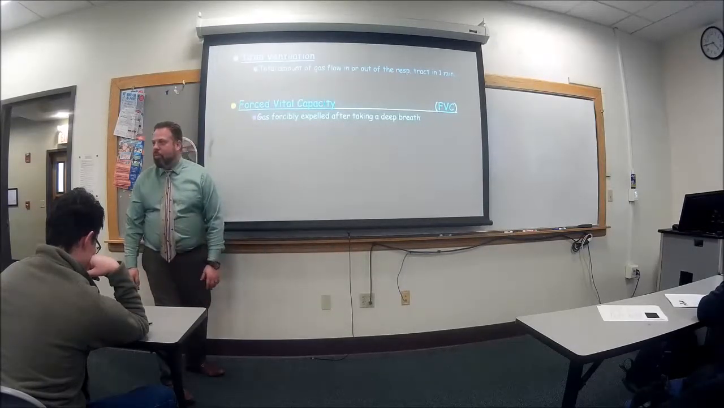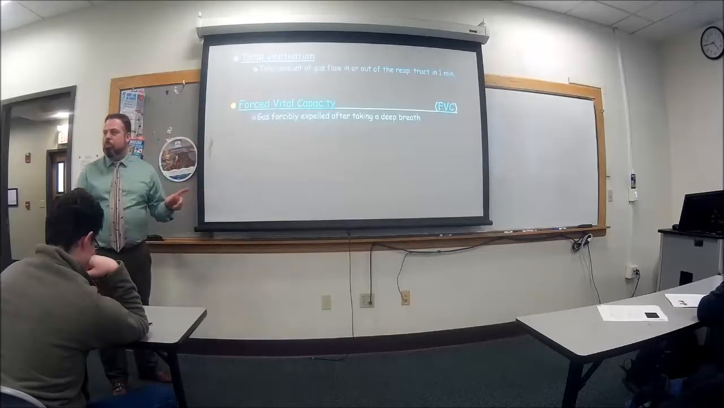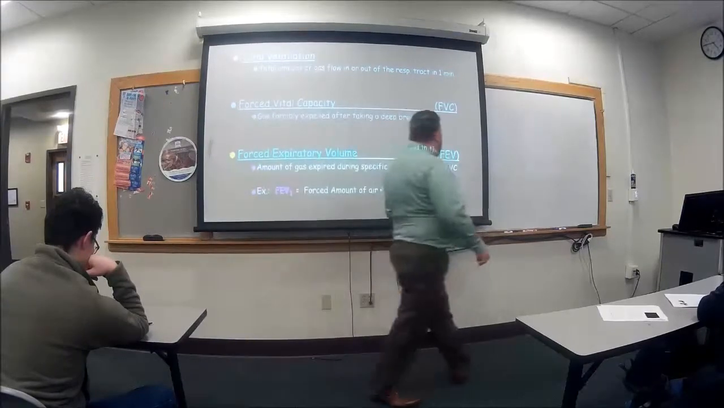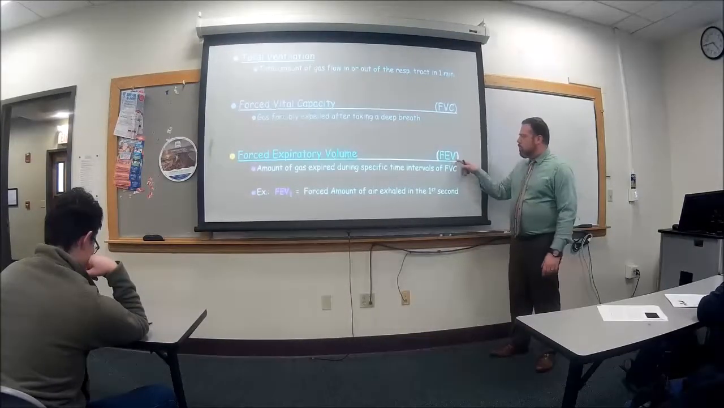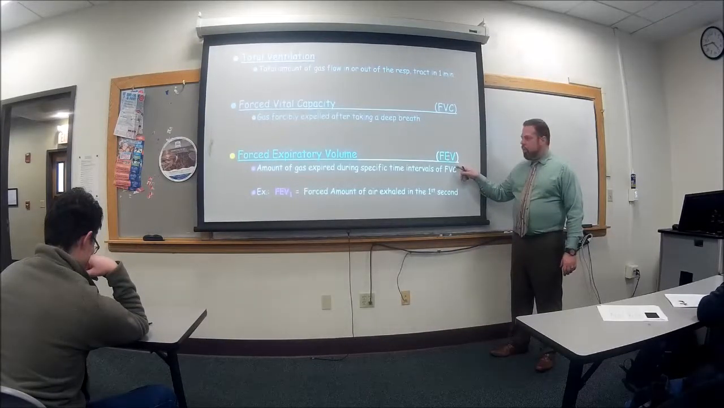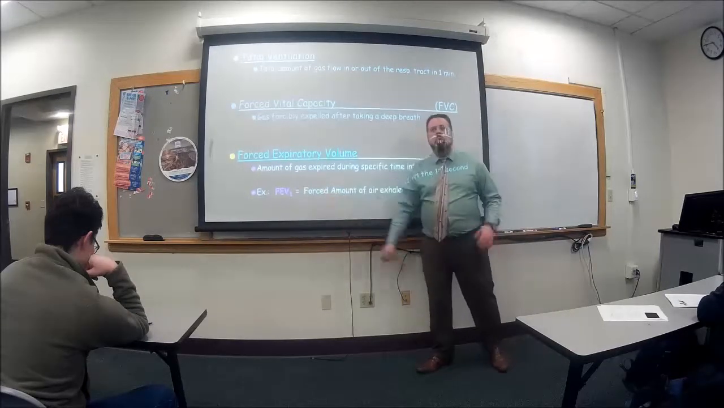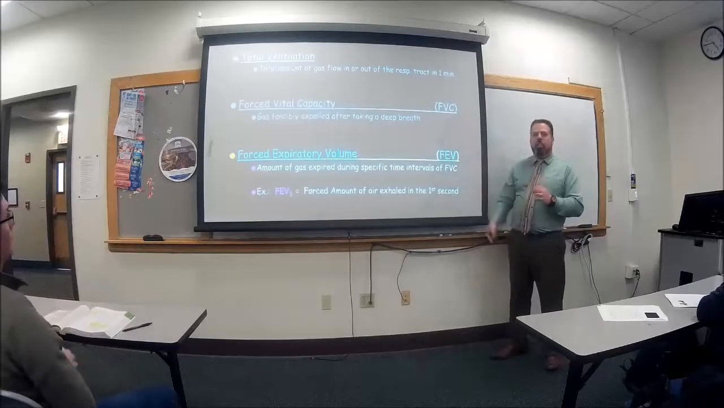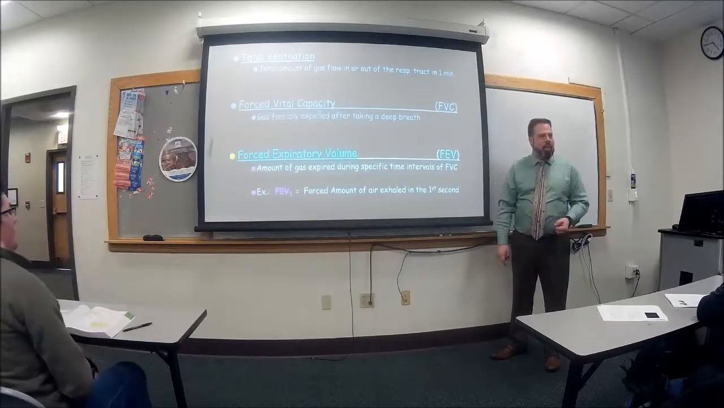All of it. That's a forced vital capacity. Then we have something called a forced expiratory volume. They usually have a subscript number 1 over here, kind of looks like that. What this does is that 1 tells you how much of this air actually came out in the first second.